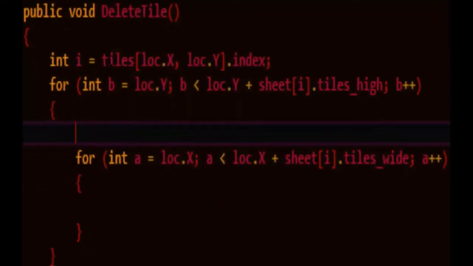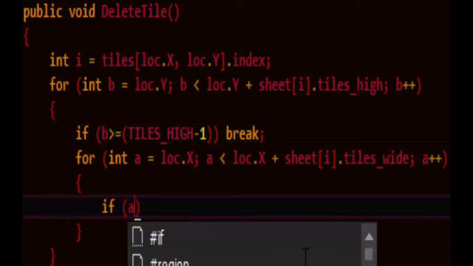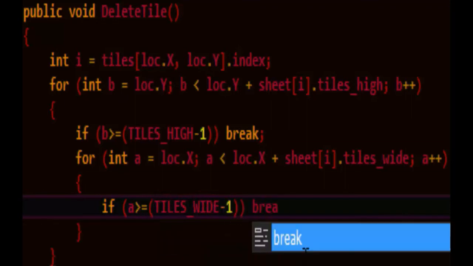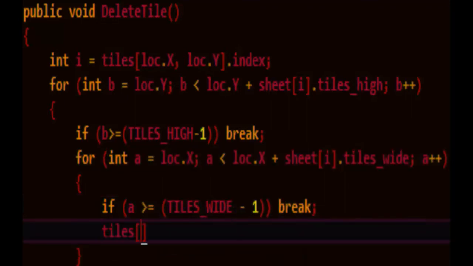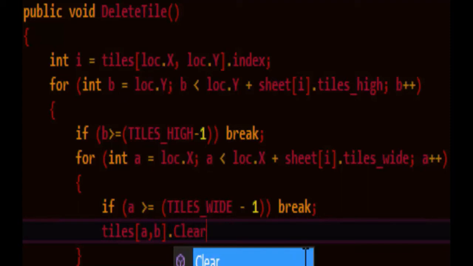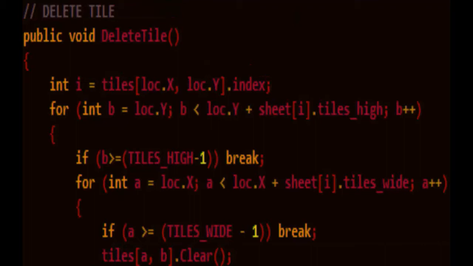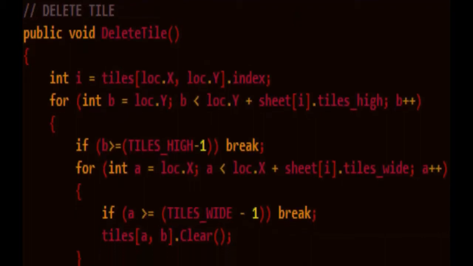Now we want to be careful, so if b is greater than or equal to tiles high, because it might end up going off the map if the tile location is right at the bottom, for example, say tiles high minus 1, just to be safe. Break. Oh, I'm missing a bracket here. Same thing with a: if a is greater than or equal to tiles wide minus 1, break. And that completely discontinues the loop. For a comma b, we'll call the clear function to clear that specific tile. So now when we go to add tiles, we don't have to worry about there being potentially partly occupied or completely occupied tiles that it's partly overwriting.